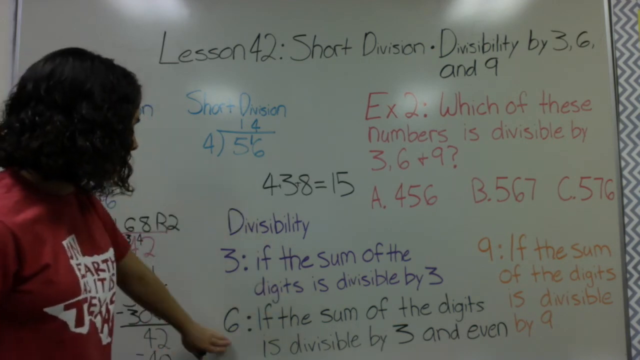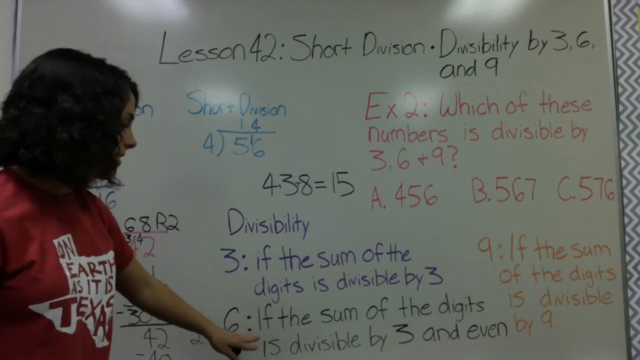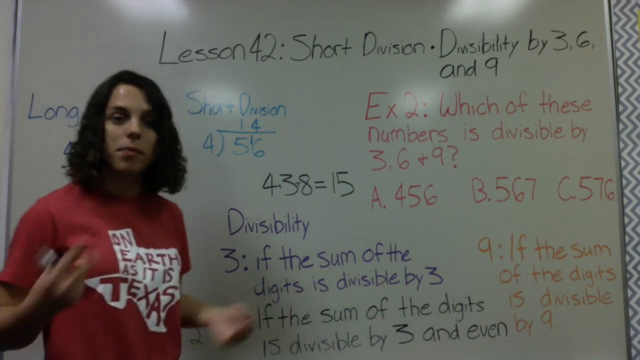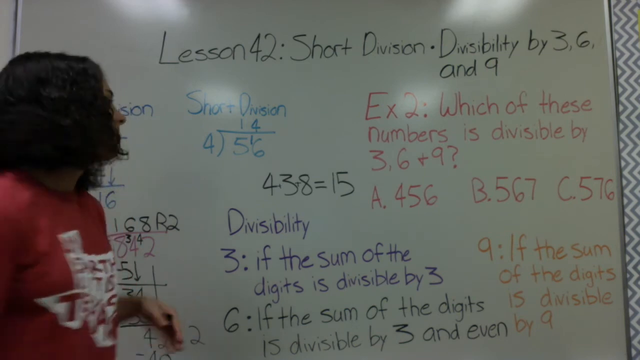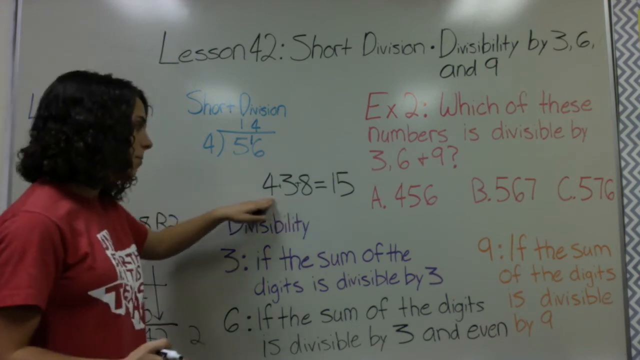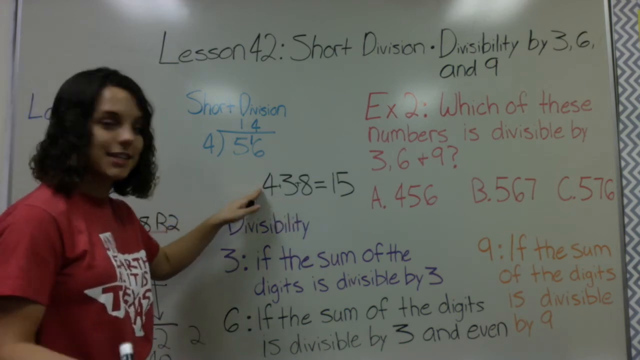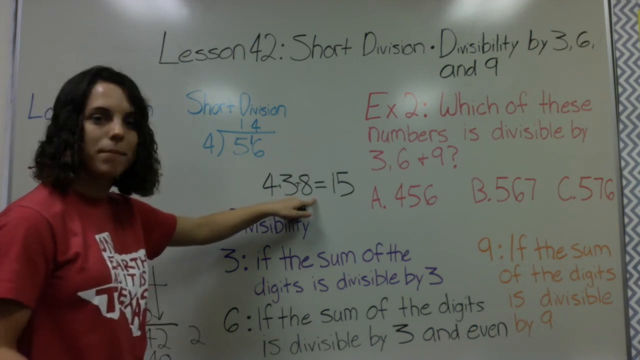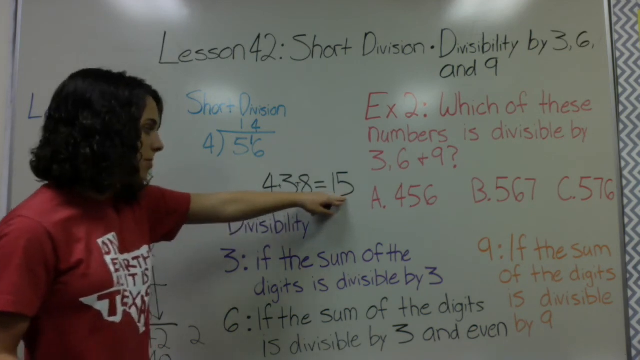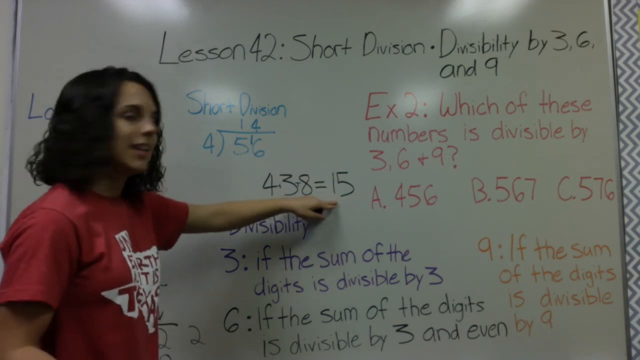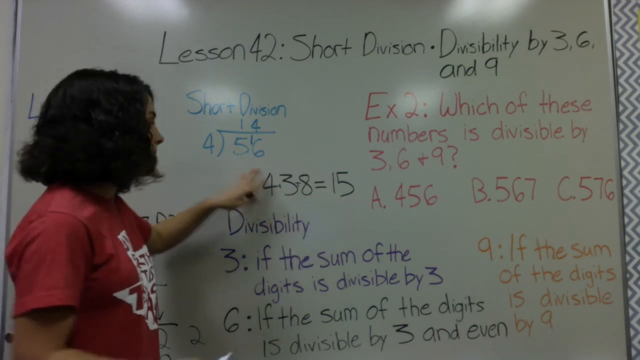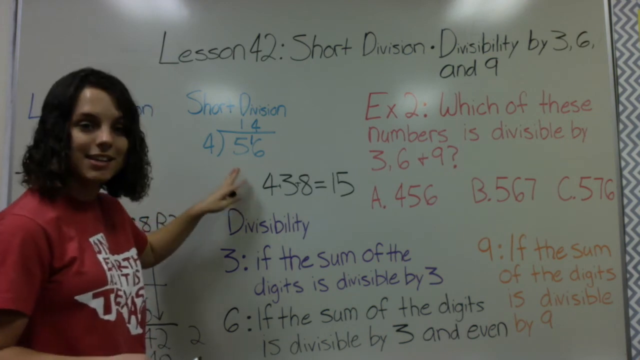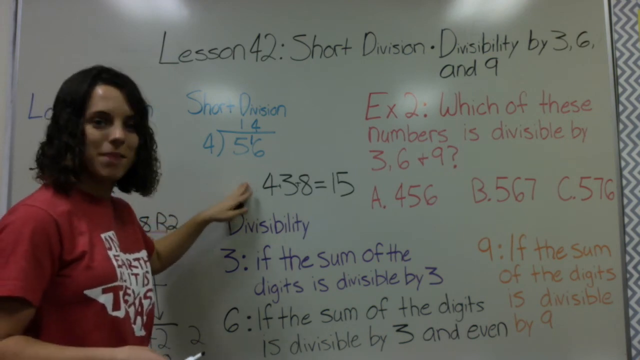Another rule for 6 is if the sum of the digits is divisible by 3 and even, or if it's divisible by 3 and 2. Is this number divisible by 2 also? It is an even number because it ends in an 8. 8 is in the ones place, that's an even number. And it's divisible by 3 because the sum of the digits is divisible by 3. So that means this can be divided by 3 and 6 evenly with no remainder.